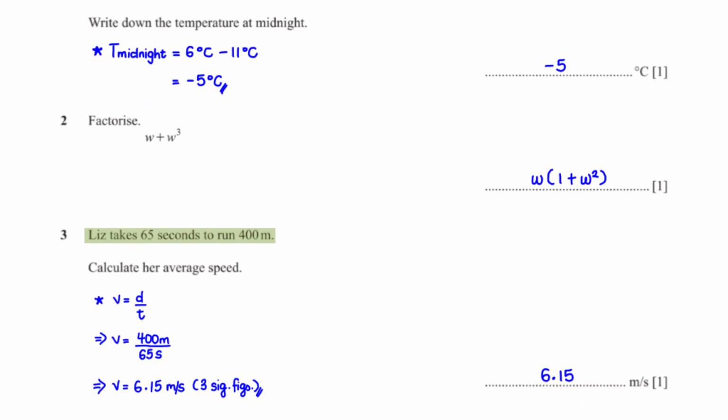Liz takes 65 seconds to run 400 meters. Calculate her average speed. Here is the formula for calculating the average speed. The distance D Liz runs is 400 meters and the time T is 65 seconds. When we type this into the calculator, we get 6.15 meters per second, rounded to 3 significant figures.